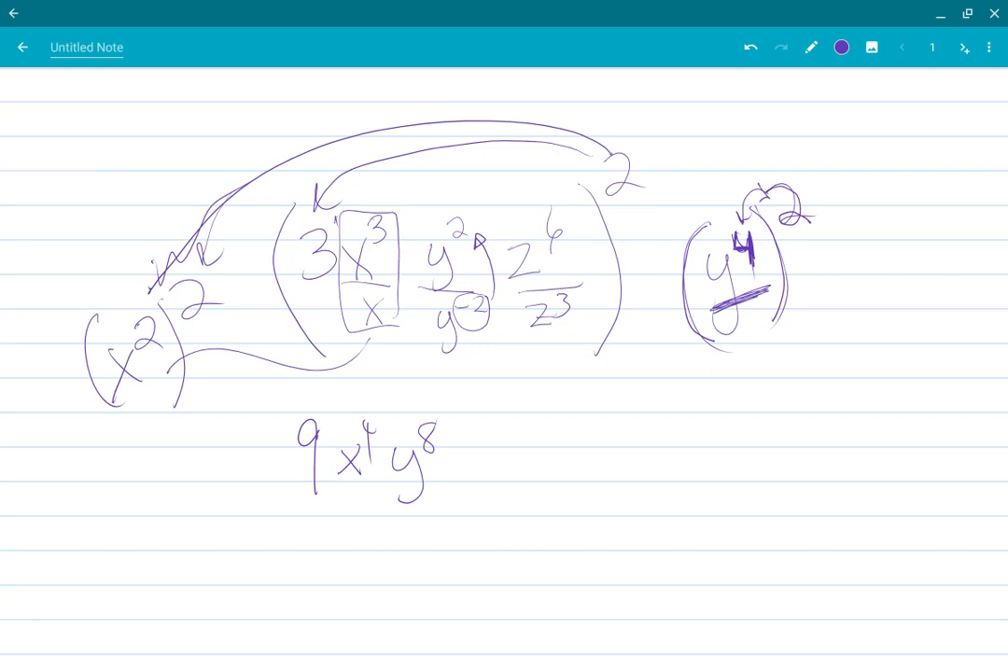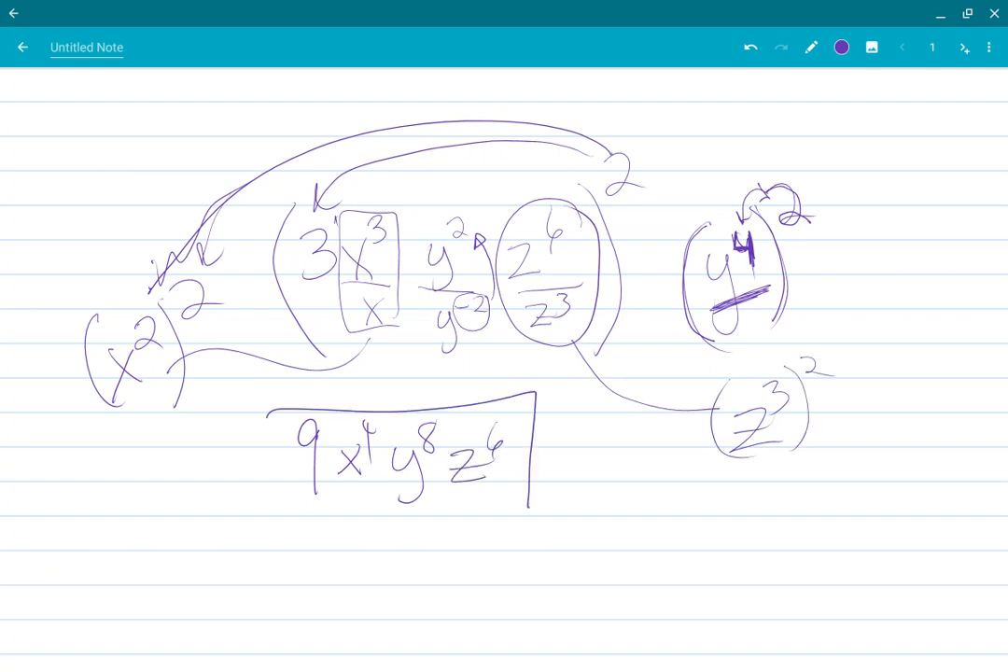Now this one, the last one is the z's. The z is going to be z. 6 minus 3 is 3, and then squared is going to be z to the 6. I got it. This is a funky one. Yeah, I got it. All right, so your answer is 9 x to the 4th, y to the 8th, and z to the 6th.